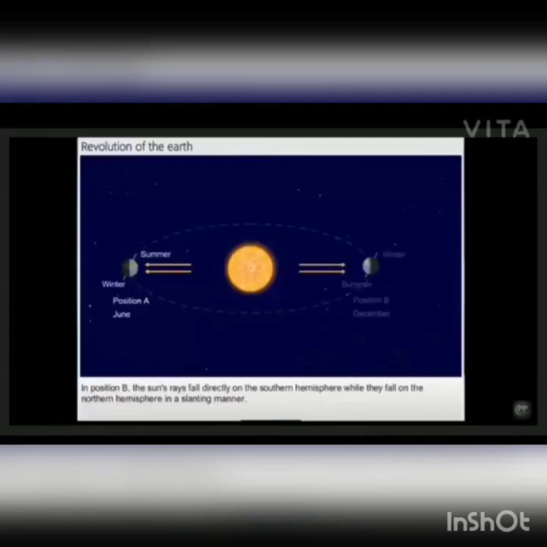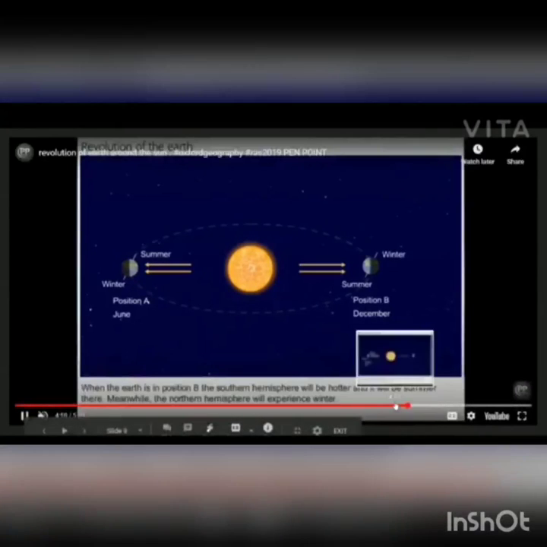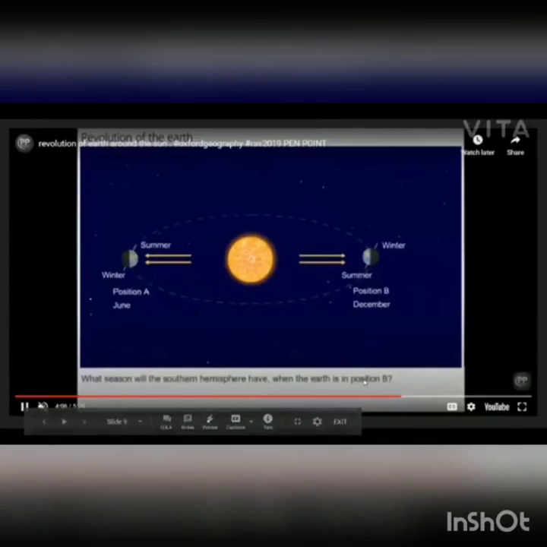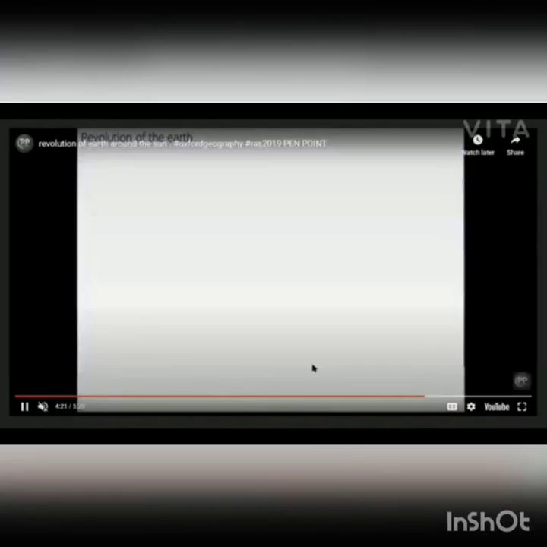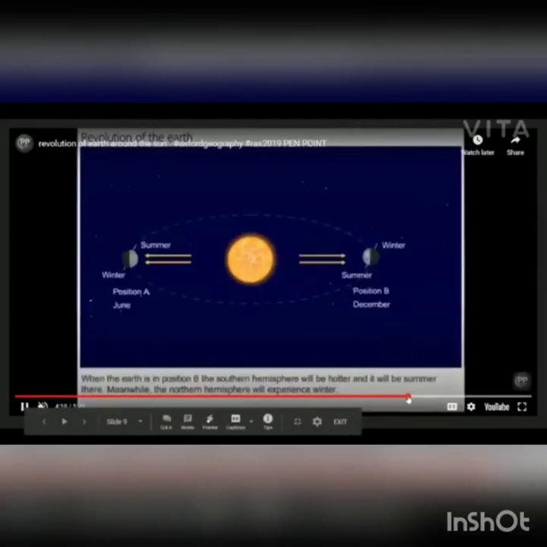In position B, the Sun's rays fall directly on the southern hemisphere, while they fall on the northern hemisphere in a slanting manner. What season will the southern hemisphere have when the Earth is in position B? When the Earth is in position B, the southern hemisphere will be hotter and it will be summer there. Meanwhile, the northern hemisphere will experience winter.